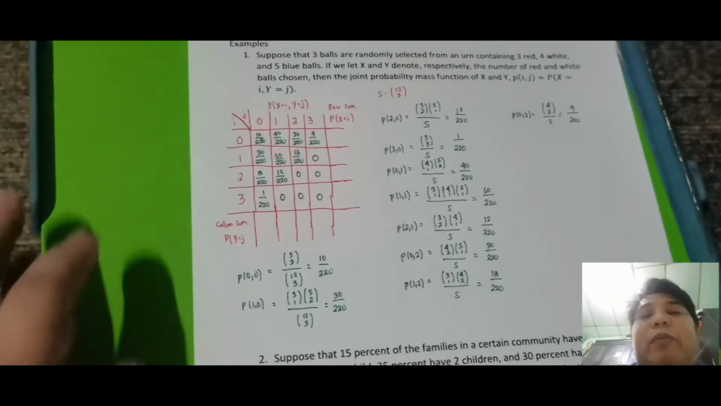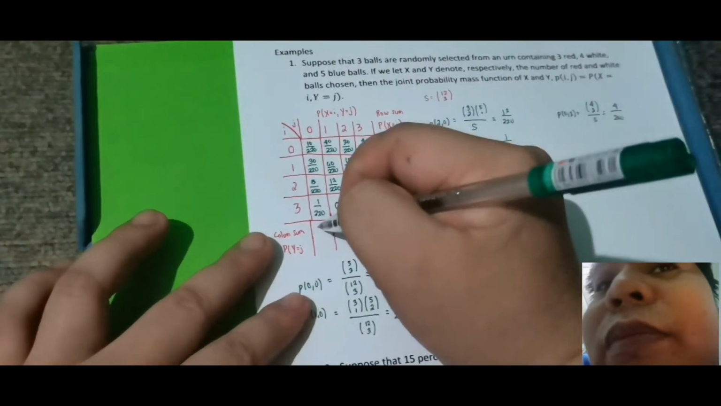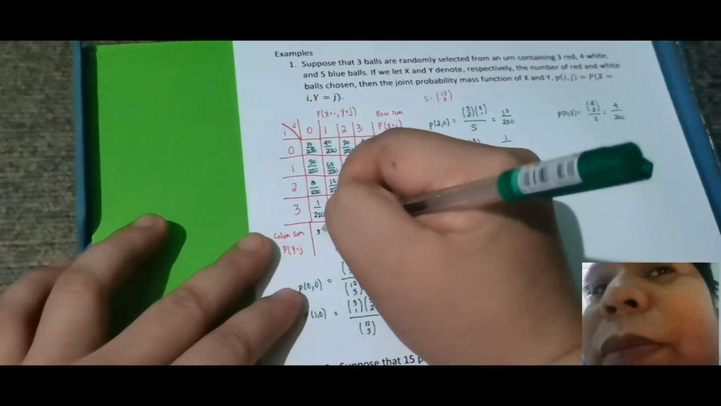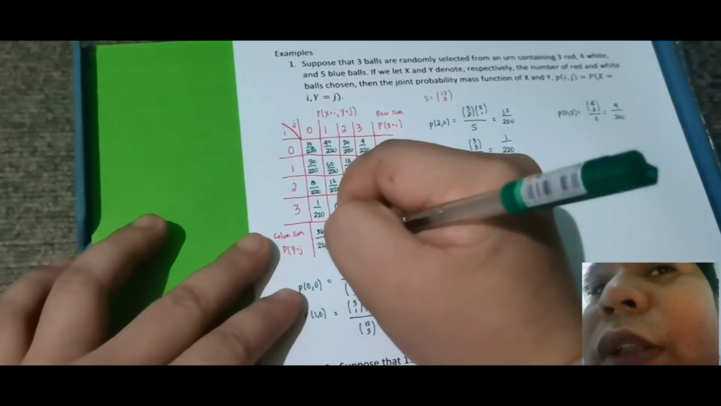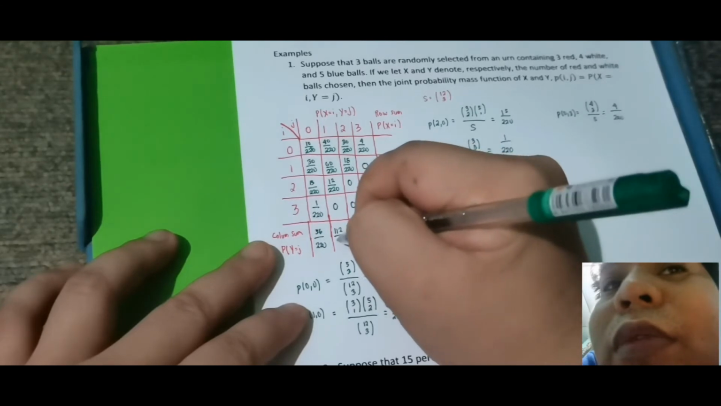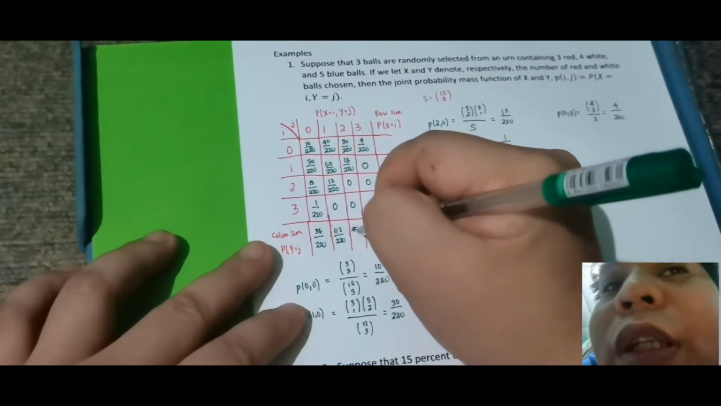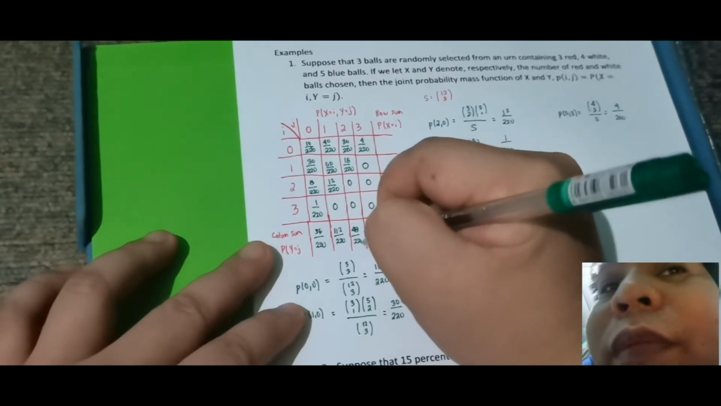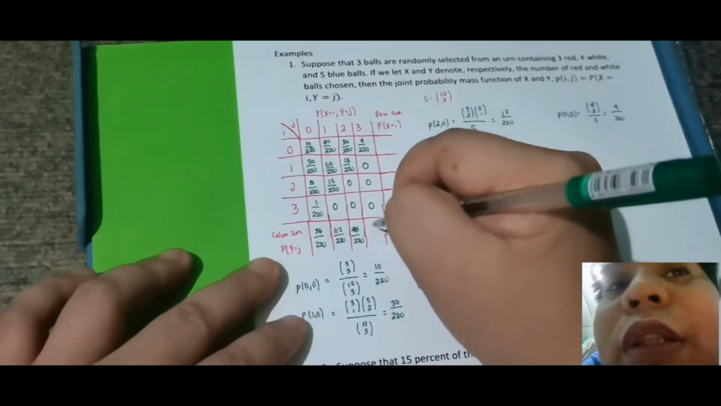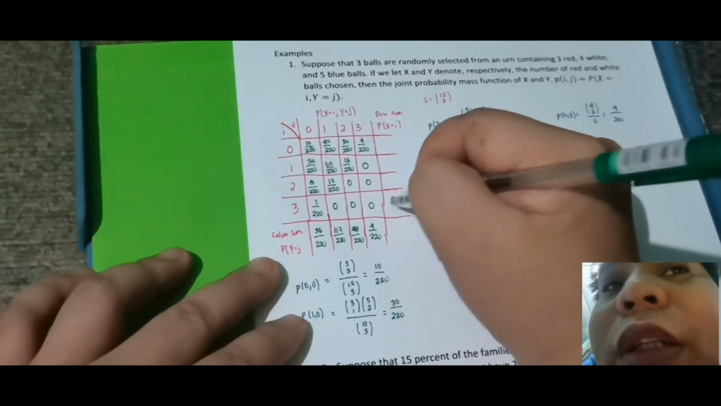So again, that is our table, the probability mass function. For the column sum, this is 56 over 220. Then 112 over 220. Sorry for my bad handwriting, it's hard to write. This is 48 over 220. So this is 4 over 220.